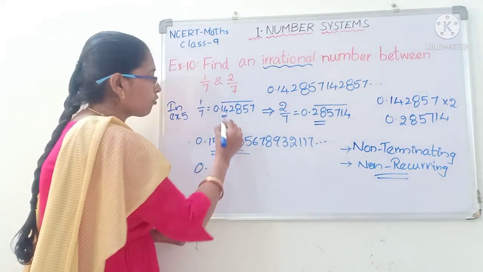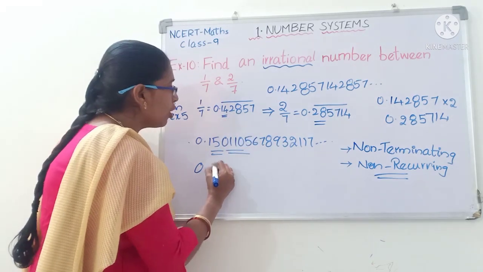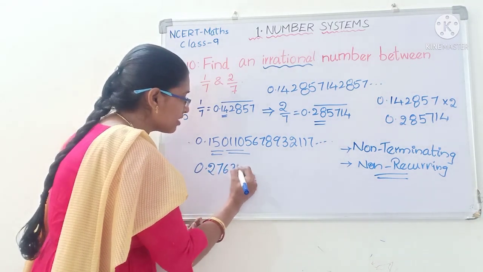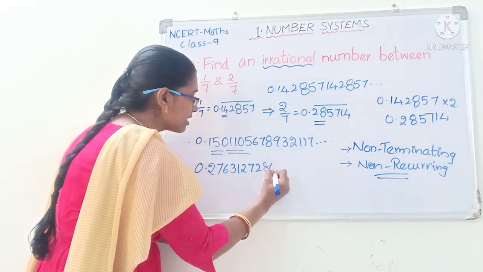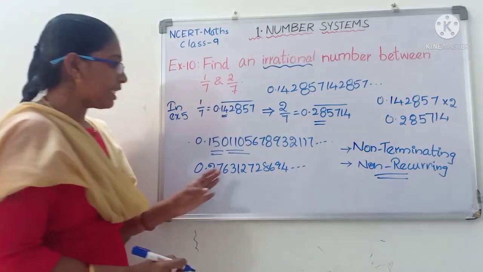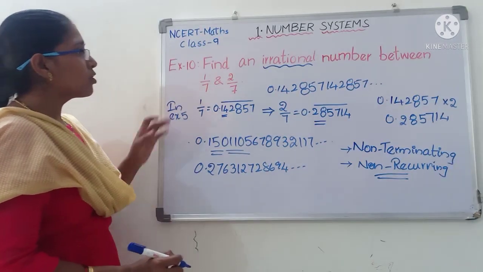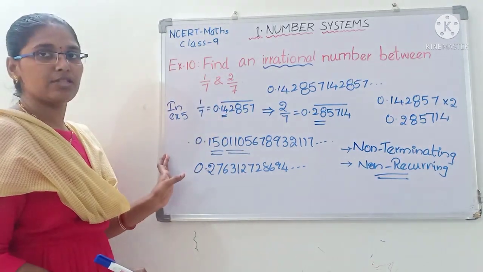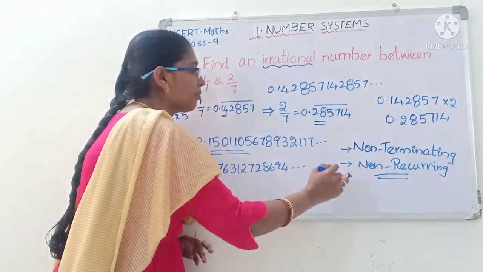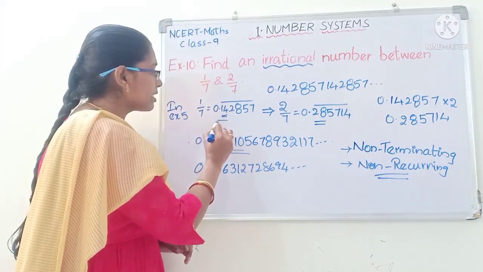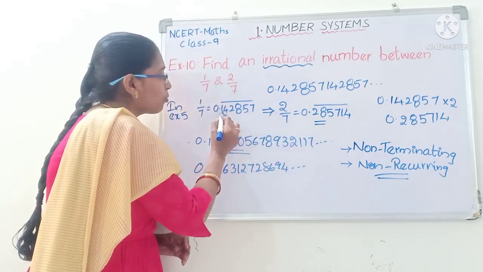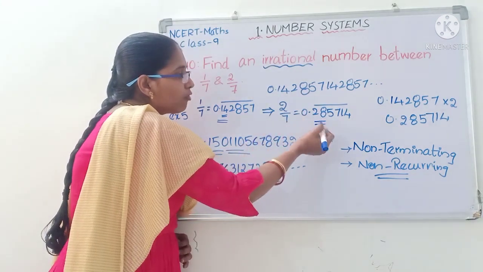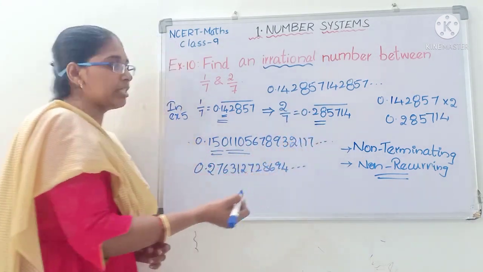You can write after 0.1428, you will get somewhere 0.28. So before that you will get 0.27. You can write 0.27631272869, any digits you can write in random, children. So finding an irrational number between two numbers 1 by 7, 2 by 7 is very easy, children, because irrational number is non-terminating and non-recurring. Just see this. What is 1 by 7? What is 2 by 7? 0.14 it starts. So write something after 14. You get 15. Before 0.28 you should write, children. That's it.